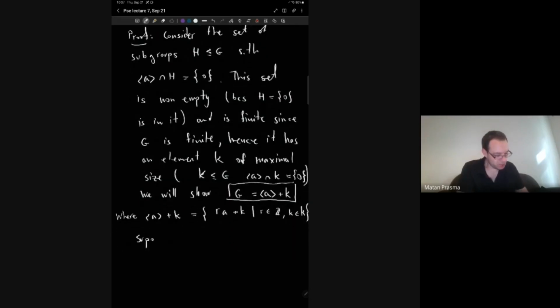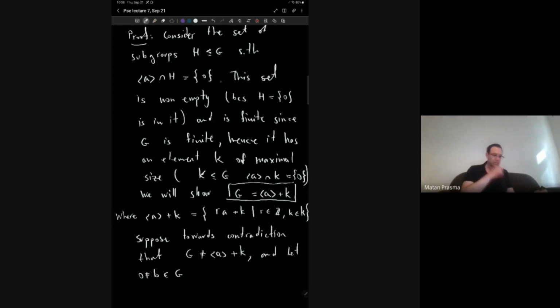And suppose, towards contradiction, that G is not the sum of these two groups. And let B in G be a non-zero element such that B does not belong to the sum of these two groups.